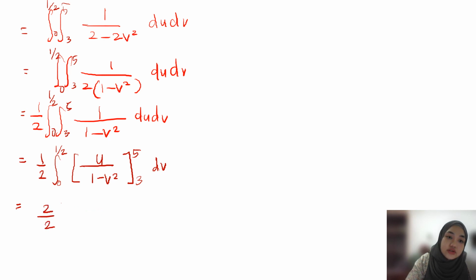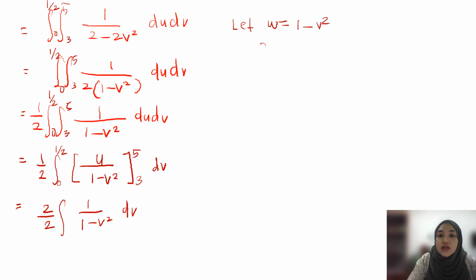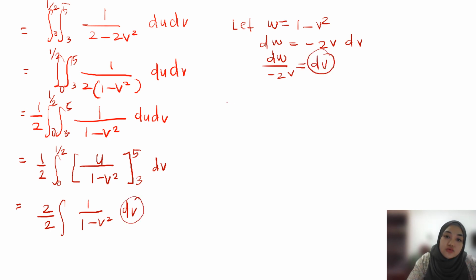So 2 over 2, integrate 1 minus v squared with respect to v. So here we let w equals 1 minus v squared, so dw equals negative 2v dv. So dw over negative 2v equals dv. Why? Because we want to substitute here. So continue, we'll get 1 here. So integrate this one, 1 over w, right?